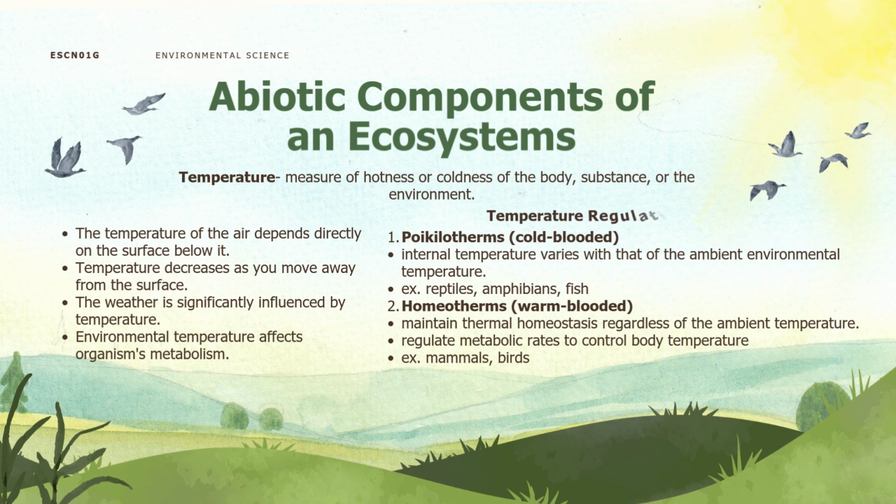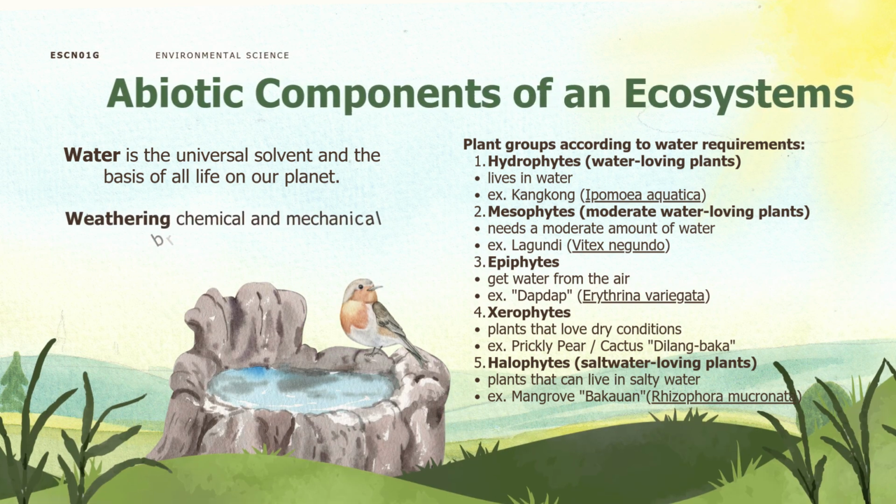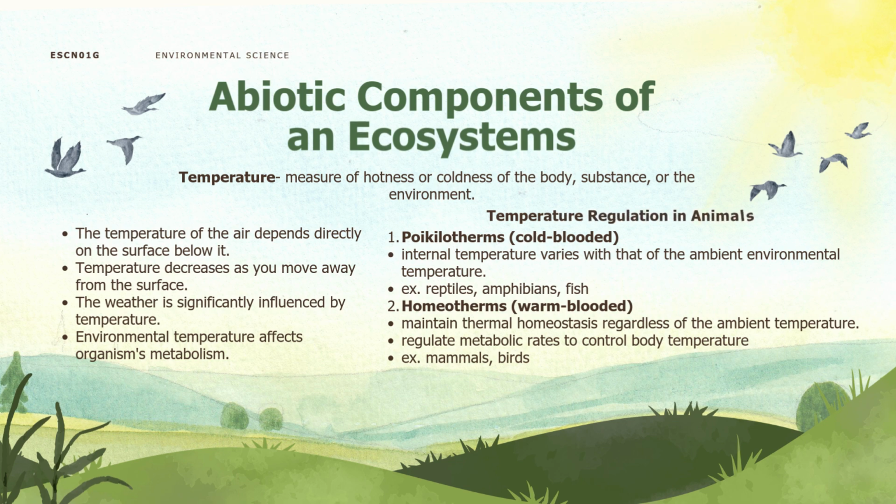Now, that's all for our water as an abiotic component of an ecosystem and its effect among different plants. Let's have the next one, which is temperature. Well, obviously, temperature is quite similar or related with what? Related with sunlight. So, temperature, if we are to define it, is the measure of hotness or coldness of the body, substance, or the environment.